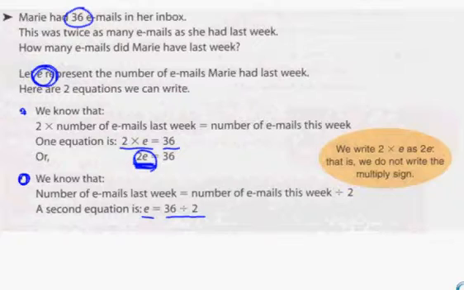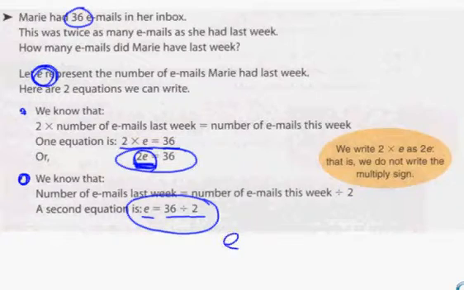Either one of these equations is proper and okay. They will eventually end up with the same answer. Well, let's figure it out. I'll do the bottom one. E equals 36 divided by 2. Well, E is going to equal 18. 36 divided by 2 is 18.